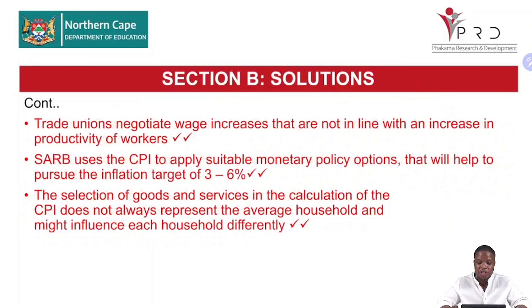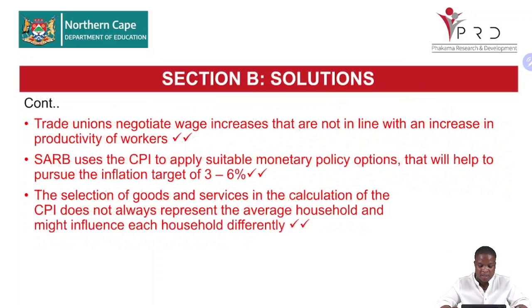Trade unions negotiate wage increases that are not in line with an increase in productivity of workers, sometimes because of the CPI, knowing that it's going to increase. Now the labor unions may negotiate more than that, because sometimes CPI is also not accurate. South African Reserve Bank uses the CPI to apply a suitable monetary policy option. So for them to know if they must increase or decrease the repo rate, they must look at the consumer price index. That will help to pursue the inflation target of 3 to 6%.